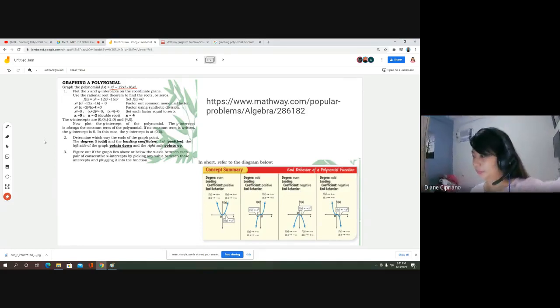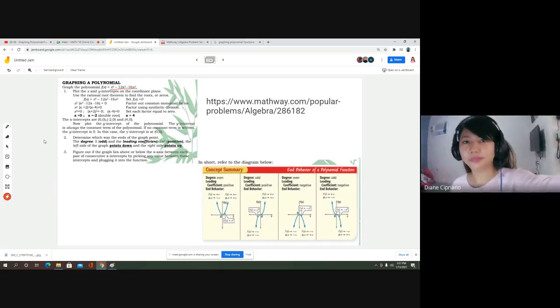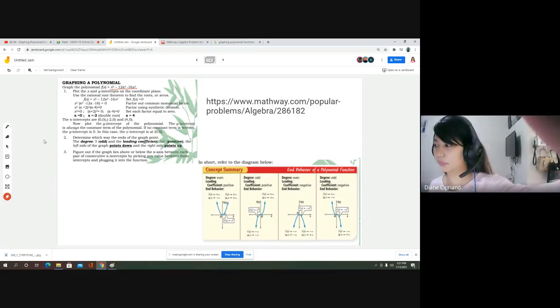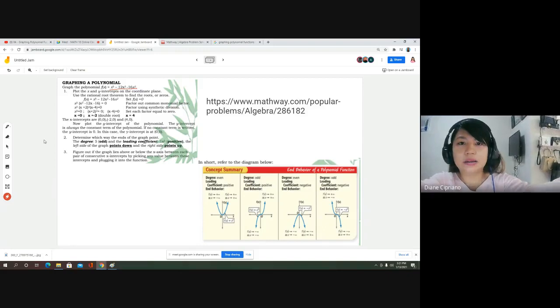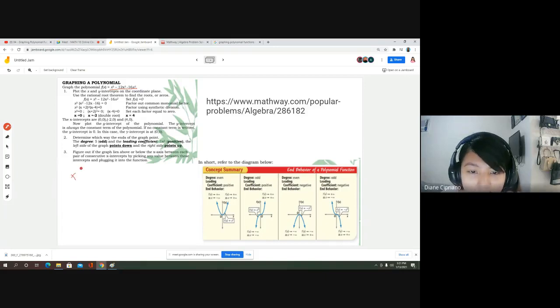And then, next, using synthetic division, we come up with x cubed times x plus 2 squared and x minus 4 is equal to 0. So having this equation, x squared, x plus 2 squared and then x minus 4 equals 0.